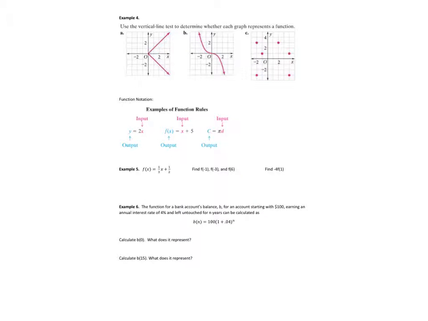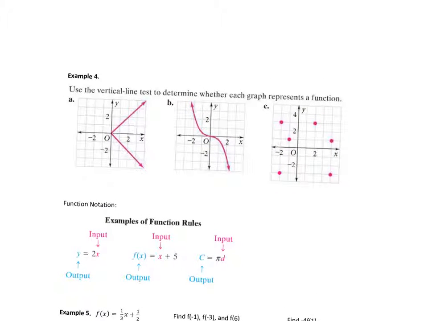Okay, we can do a few more examples right here of the vertical line test. So this would be no, this would be yes, and this would be no.